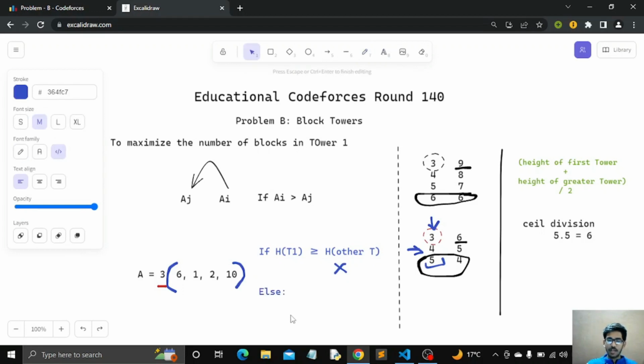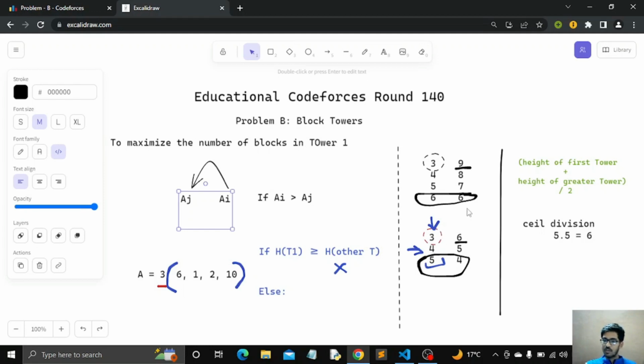But else, if the height of tower 1 is less than the height of the other tower which we are considering, then we will perform this operation, and we are going to find out what is the maximum number of blocks that we can transfer to tower 1. Now here we saw how we were transferring the blocks one by one, but in our code we are not going to do this in brute force fashion. Why? Because it will not be optimal for us.